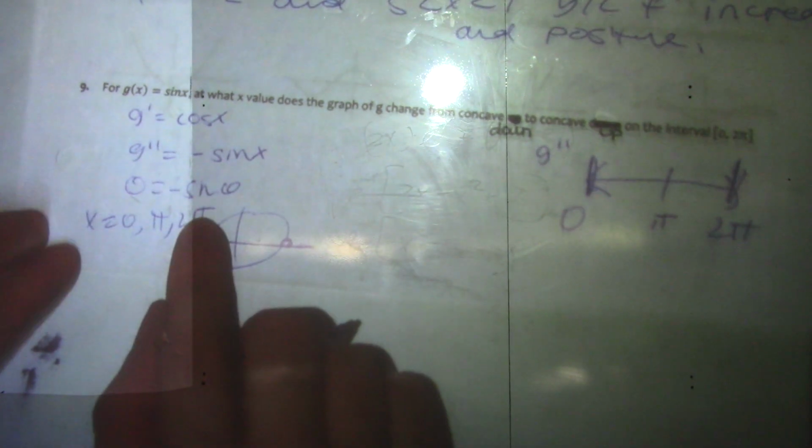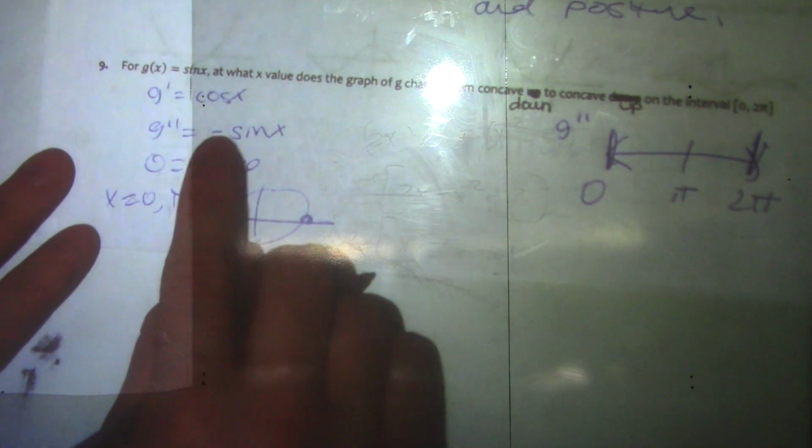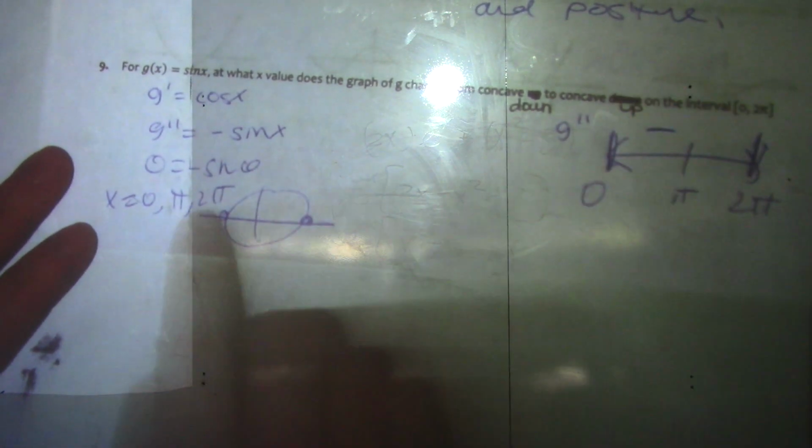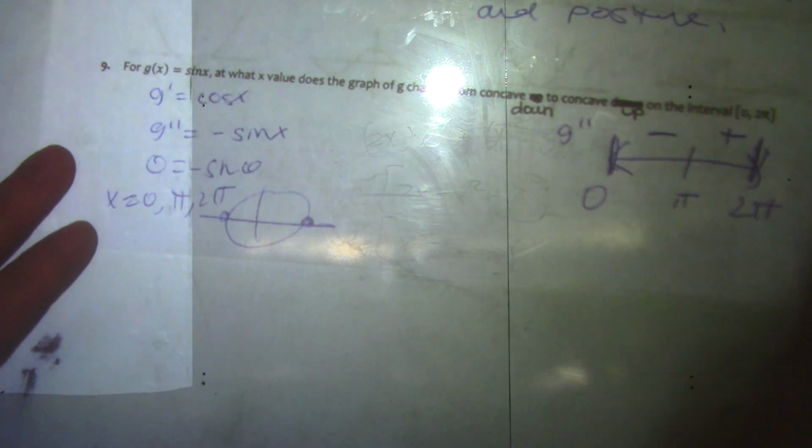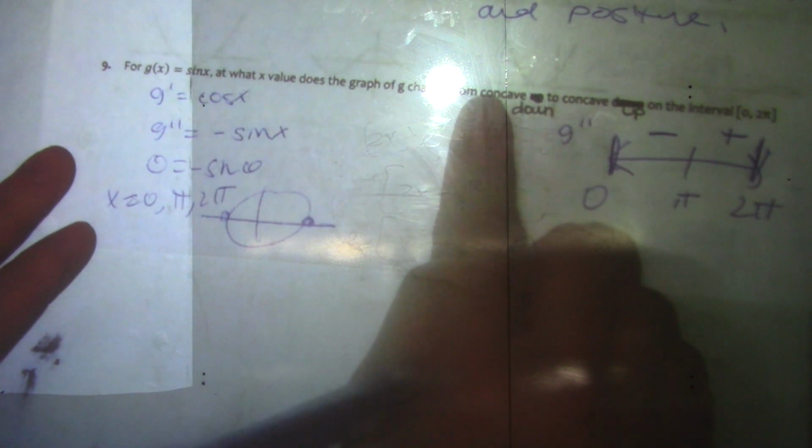Careful, because if you're thinking just the sign of sine, from 0 to pi, I do have a positive sine, but my g double prime is negative sine. So if this is positive, it's a negative times positive, which means this is negative. And then here, where I actually have negative sine values, I'm multiplying by a negative, so I'm going to get a positive g double prime. So it's changing from concave down to concave up right here at x equals pi, because g double prime changes from negative to positive. G double prime negative is concave down, to concave up.